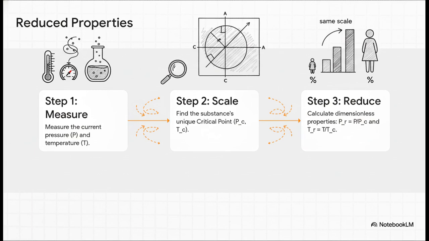And this is where it gets really practical. All you do is take the pressure you're at right now, P, and you divide it by that substance's special critical pressure, PC. That gives you something called the reduced pressure. You do the exact same thing for temperature. All of a sudden, you have these numbers without any units, which means you can finally compare any substance to any other on the exact same playing field. It's kind of like, instead of comparing a baby and an adult by their age, you compare them by what percentage of their life they've lived. It creates a common scale.